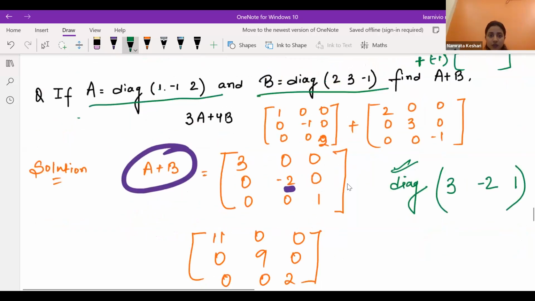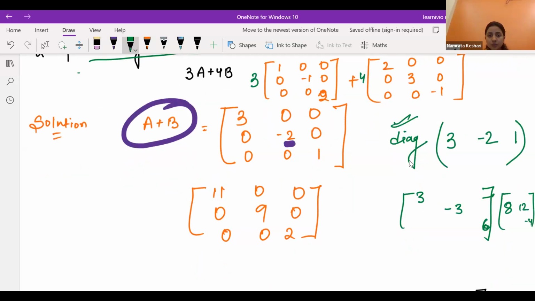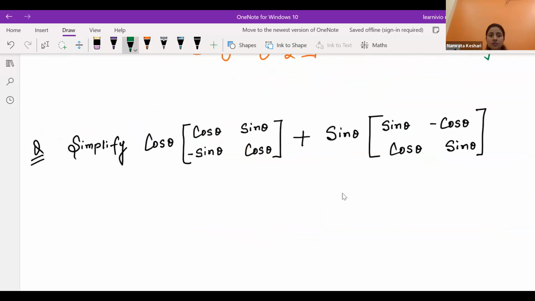Let me check first. So we are having 3, -3, 6. And here we are having 8, 12, and -4. So 8, 9, 10, 11, -3 plus 12. And 6 minus 4. Perfect.